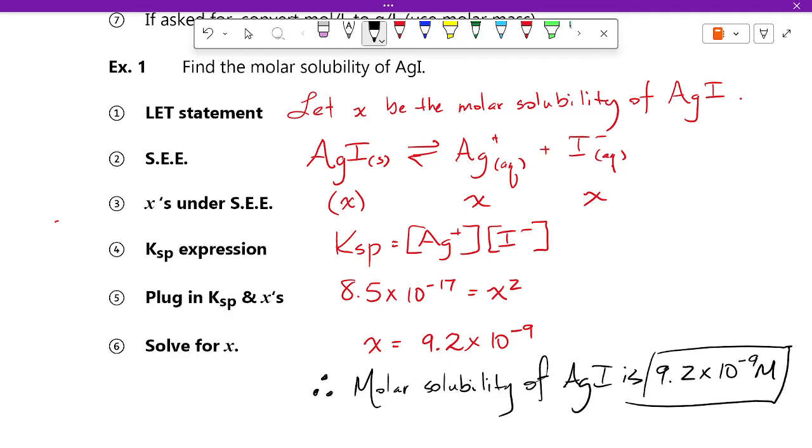Did you guys get 9.2 times 10 to the negative 9? Yeah. Hooray! That means I didn't mess up.